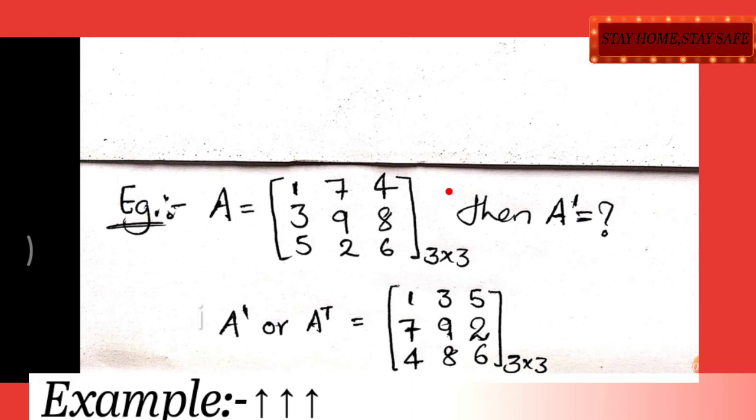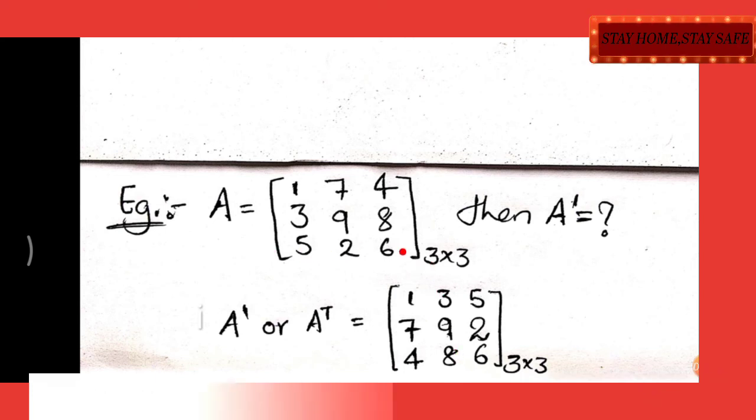So what we have here are rows: 1, 7 and 4, the first row. It becomes the first column, 1, 7 and 4. Second row 3, 9 and 8 becomes the second column, 3, 9 and 8. And 5, 2 and 6 becomes the third column, 5, 2 and 6. So the first row becomes the first column, the second row becomes the second column, and the third row becomes the third column. Similarly we can go column-wise also: the first column becomes the first row, the second column becomes the second row, and the third column becomes the third row. So we get the resultant, which is also a matrix of the same order, but only the elements are changed.